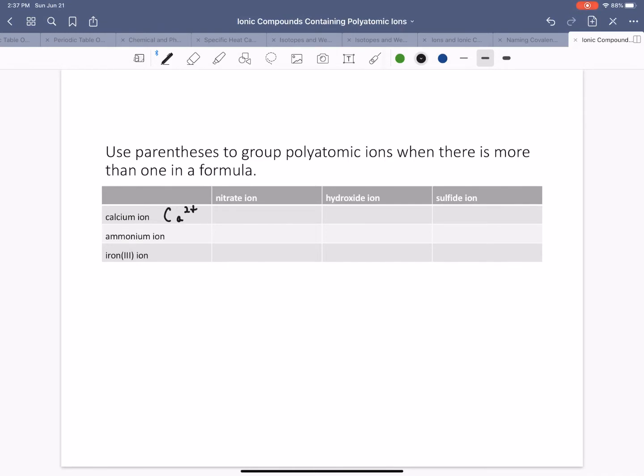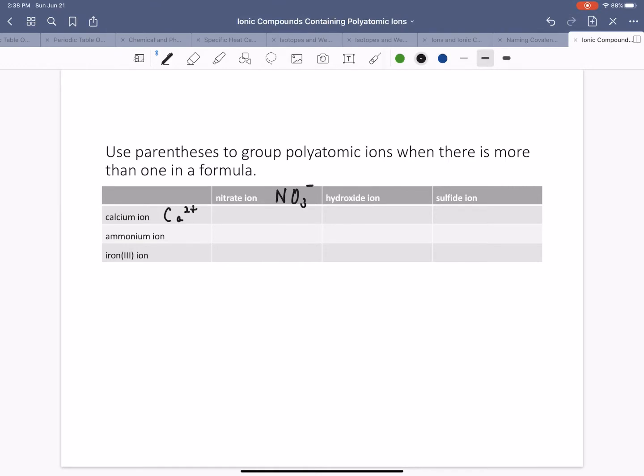Nitrate ion is going to be an ion that we just have to memorize. And you can find those in the chapter on a table called Some Common Polyatomic Ions. So I look on that table, or I've already memorized that nitrate is NO3 minus 1.